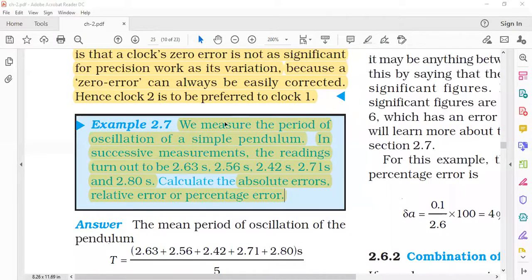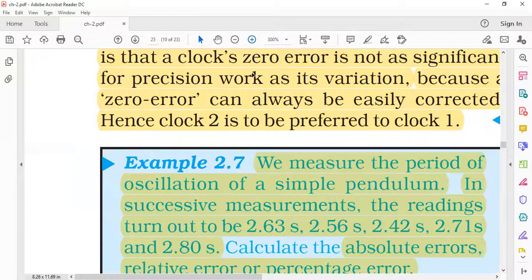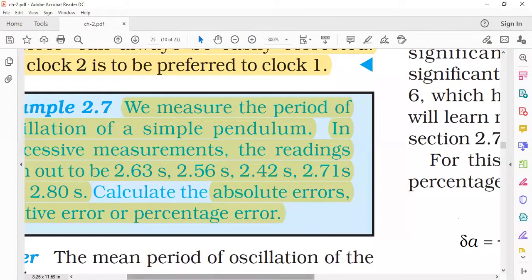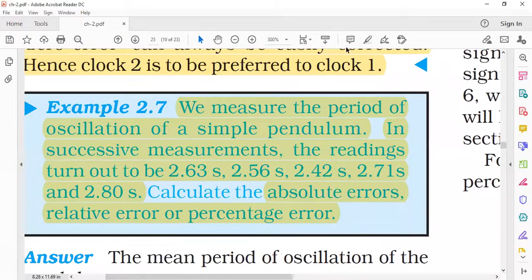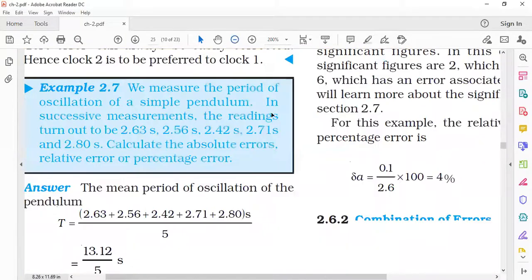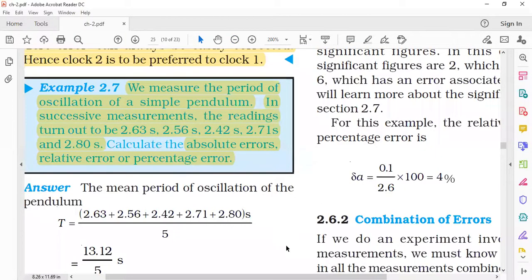So the next numerical for our study is 2.7, where we measure the period of oscillation of a simple pendulum, and the values will be listed on the board. The values are typically 2.63, 2.56, and so on. Let me write simple pendulum. You have an experiment with a simple pendulum.